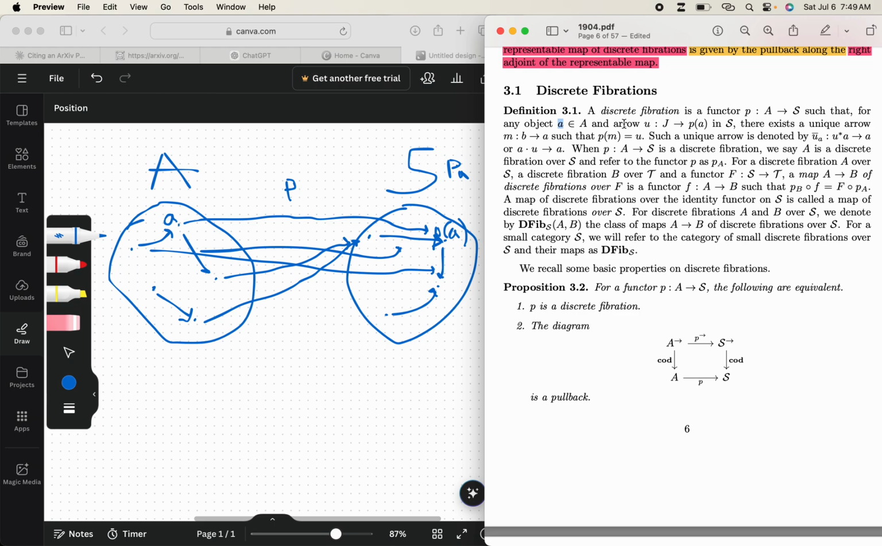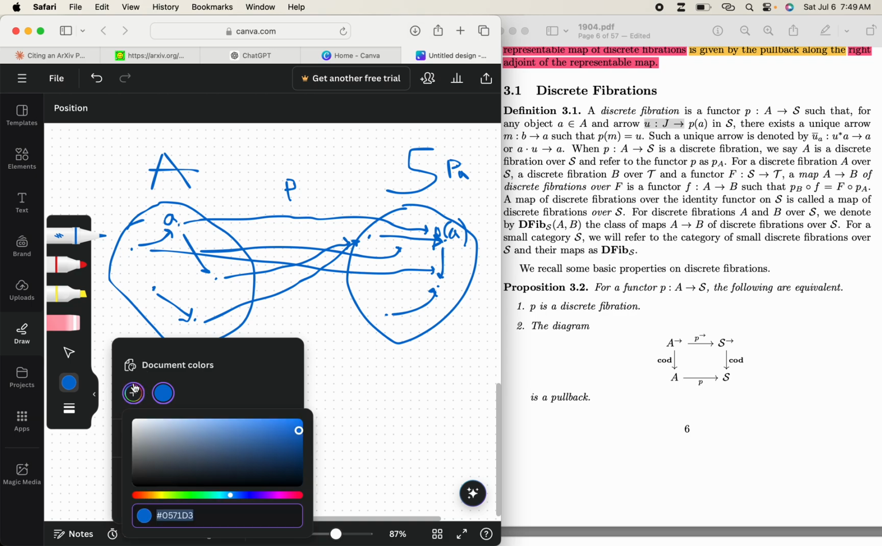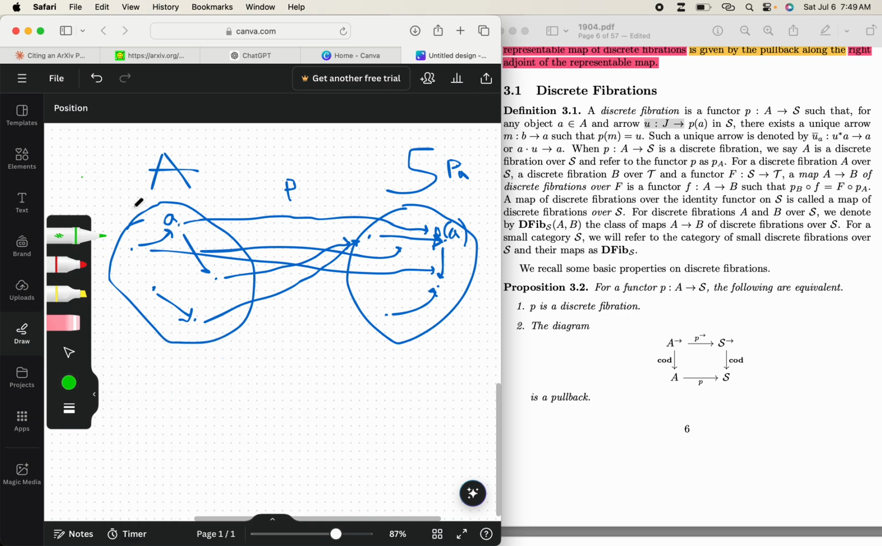there exists a unique arrow. Okay, so we have the object, we have the arrow, and now we know that this U can be anything in this category. Any morphism from any other object in S. So now change colors quickly. So this can be U, this can be U, if this morphism exists, that's an important point, but it could be U. There exists a unique arrow M from B to A. Now we're back over here.